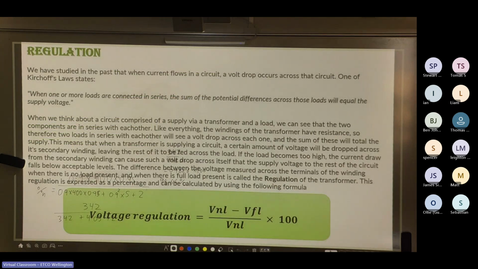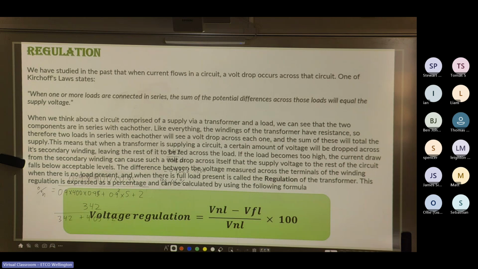Cool. So we've studied the regulation. We've looked in the past at how when current flows in a circuit, a volt drop occurs across the circuit. One of Kirchhoff's laws states that when one or more loads are connected in series, the sum of the potential differences across the loads is equal to the supply voltage. When we think about a circuit comprised of a supply via a transformer and a load, we can see that the two components are in series with each other.